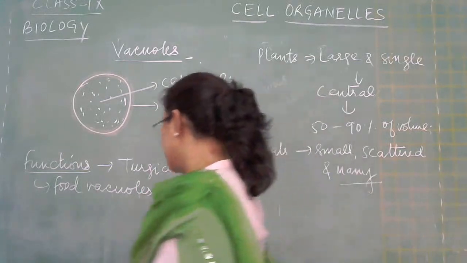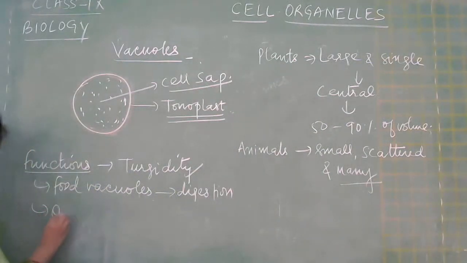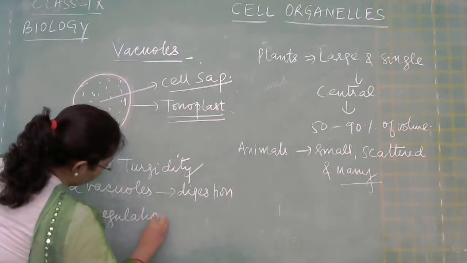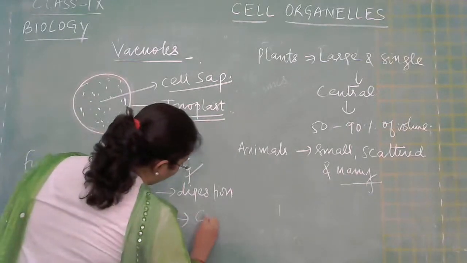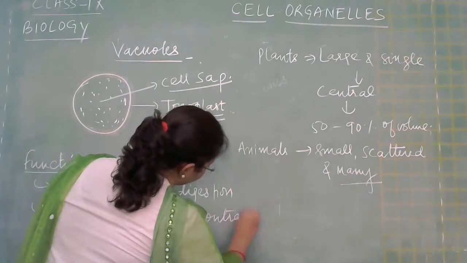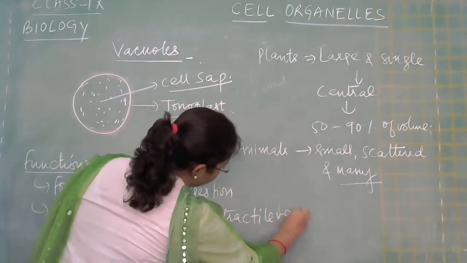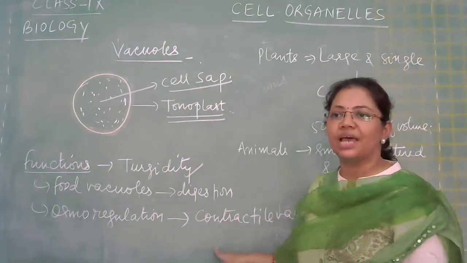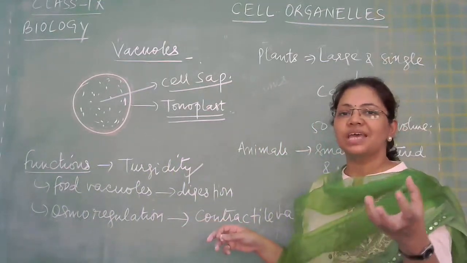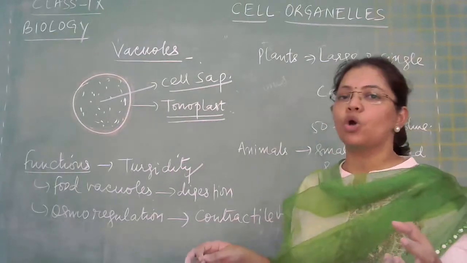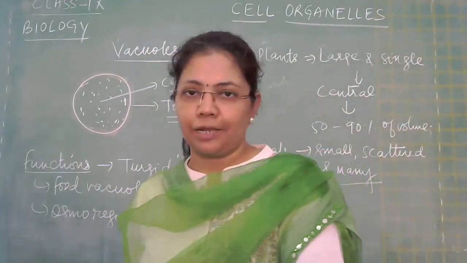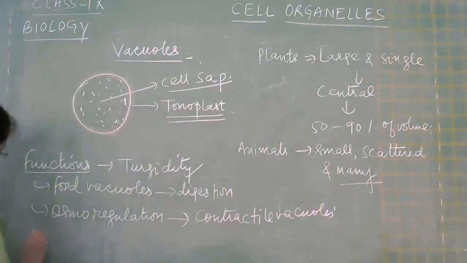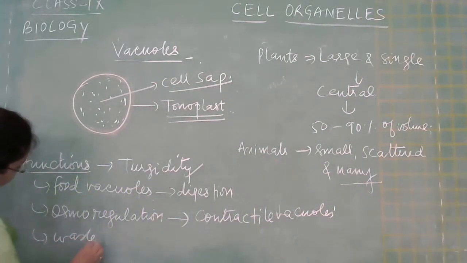So let me write here another function, osmoregulation. It is a function of the vacuoles which we call contractile vacuoles. That is a special function of contractile vacuoles, meaning they expel the excess amount of water out of the cell. That is osmoregulation. Another one is waste.